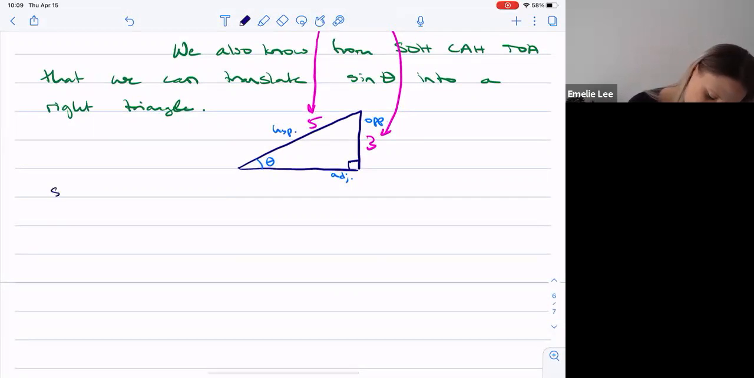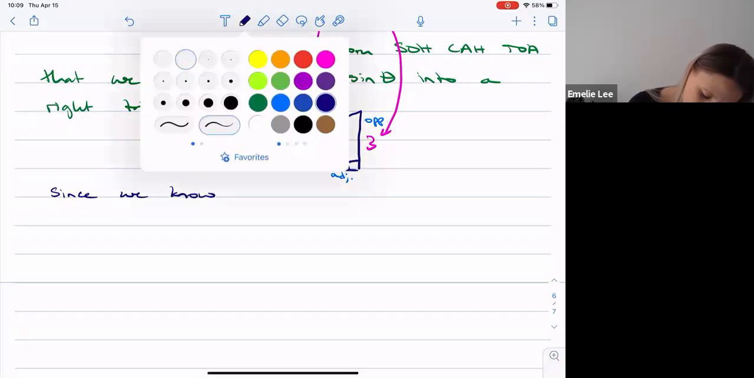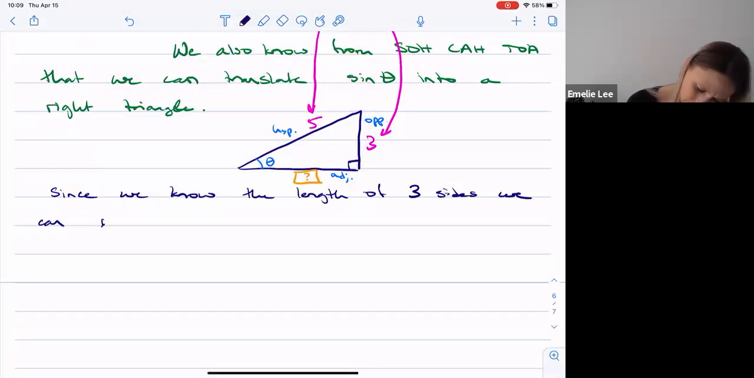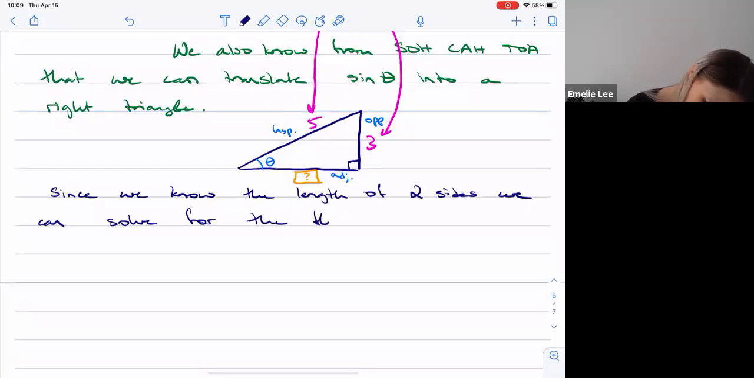And so, maybe what I'll do is I'll just put a little question mark here. Since we know the length of 2 sides, we can solve for the third. I don't know why I said 3. We can solve for the third side.